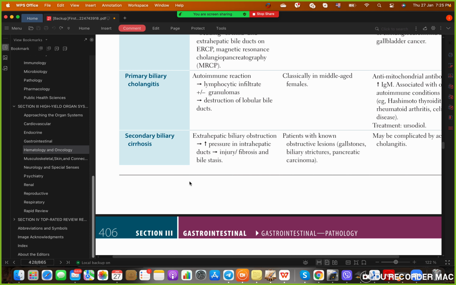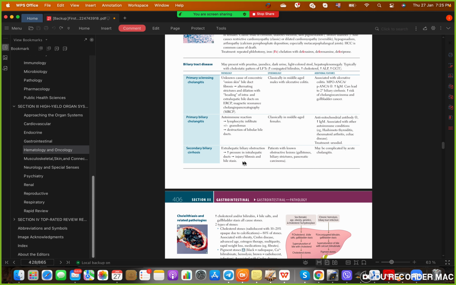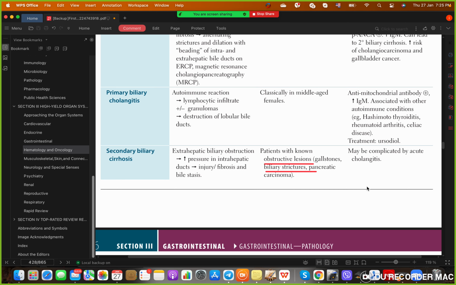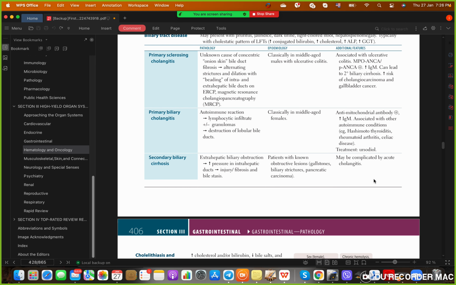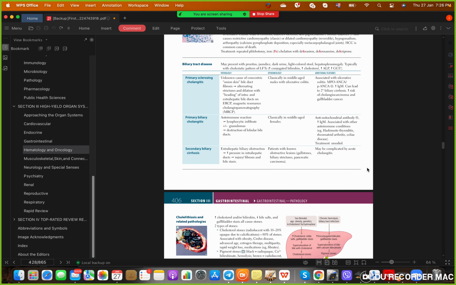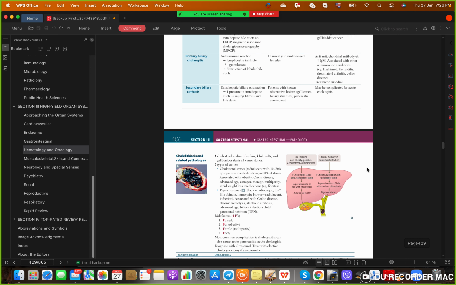Cirrhosis, okay? So they write, extrahepatic biliary obstruction can increase the pressure in the intrahepatic duct, which can lead to fibrosis and injury and bile stasis of the liver itself. Patients are known with an obstructive lesion like gallstones, biliary stricture, or pancreatic carcinoma. Doesn't really matter. Anything that will block the outflow of the liver. It might be complicated by an acute cholangitis, okay? It can be complicated by an acute cholangitis.